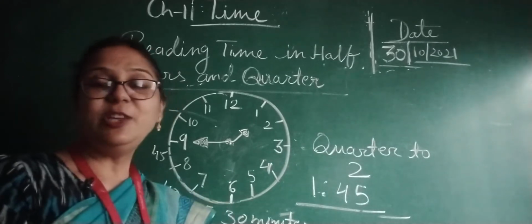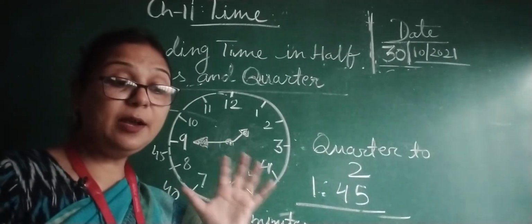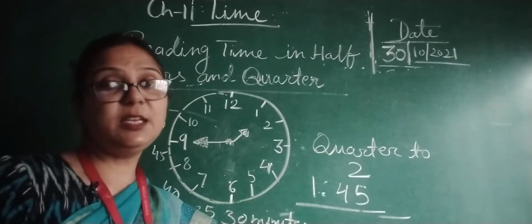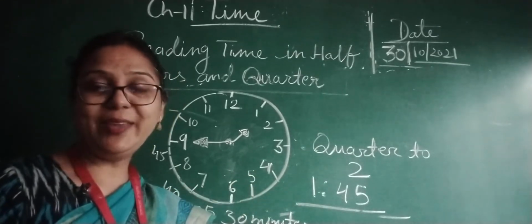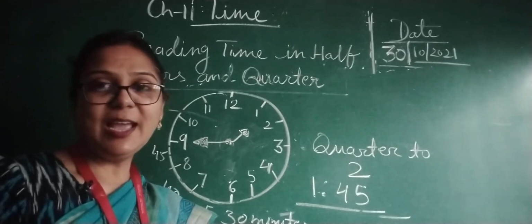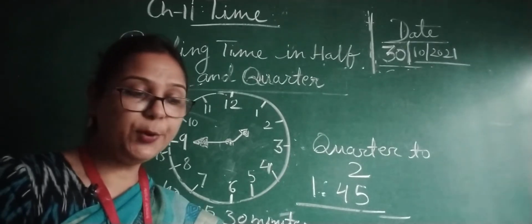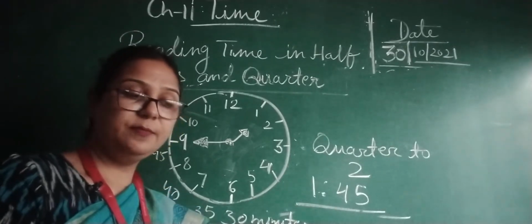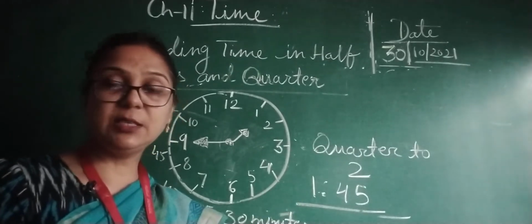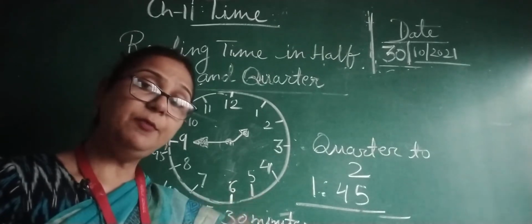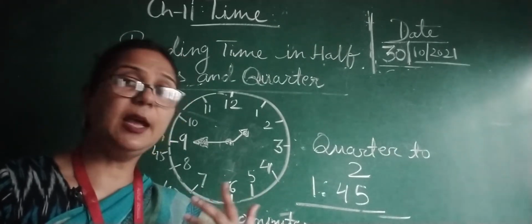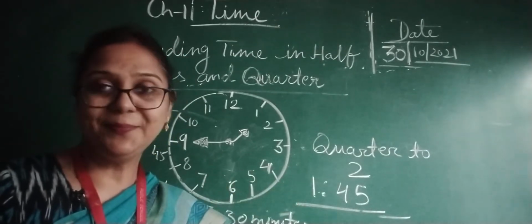So children, I hope this is clear and we will do exercise in our next class according to this clock. Okay, so we have discussed and it is clear to you, I hope. So quarter hours we have discussed, half hours we have discussed today, and I hope this is clear to you, and we will revise it once again in our next class, then we will start our exercise.